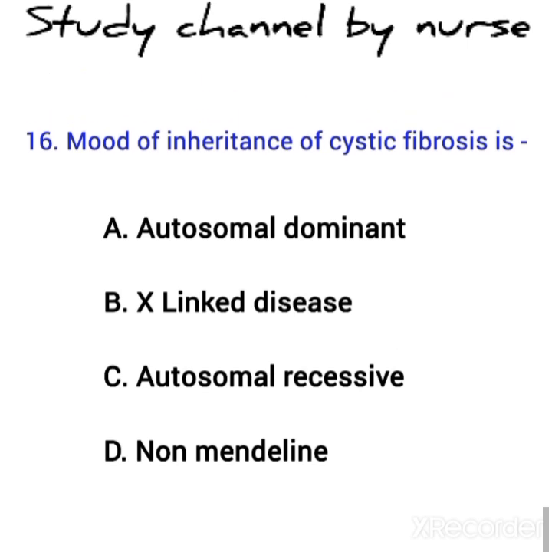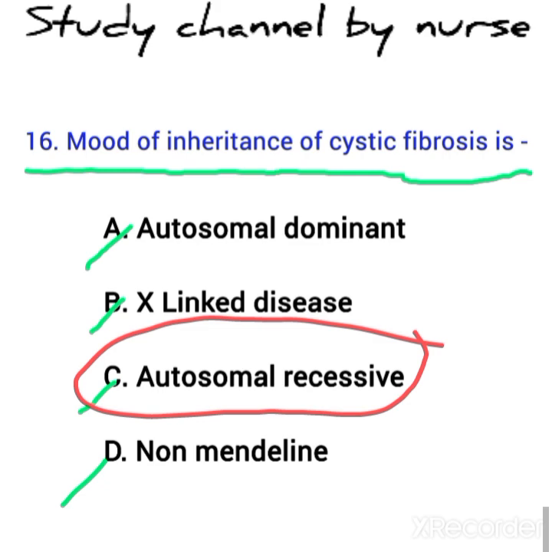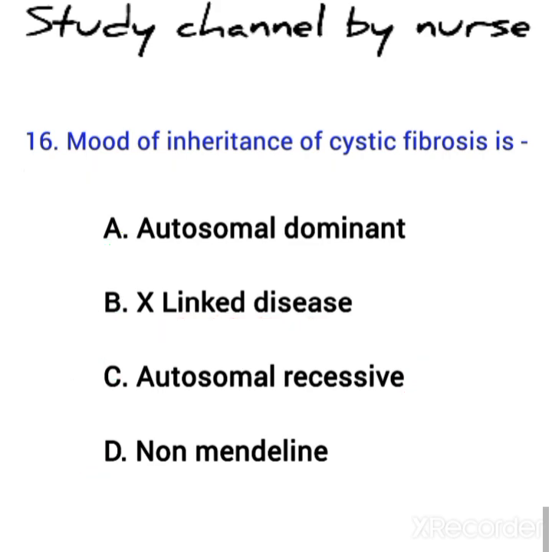Next, question number 16. Mode of inheritance of cystic fibrosis is option A autosomal dominant. Option B X-linked disease. Option C autosomal recessive. Option D non-Mendelian. And the correct answer is option C, autosomal recessive.